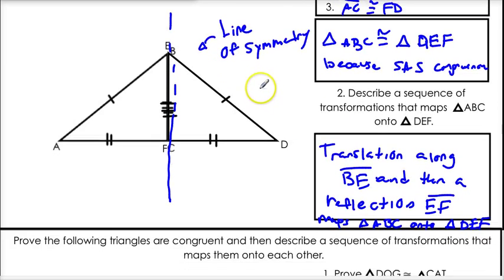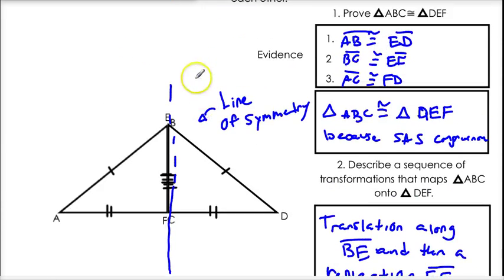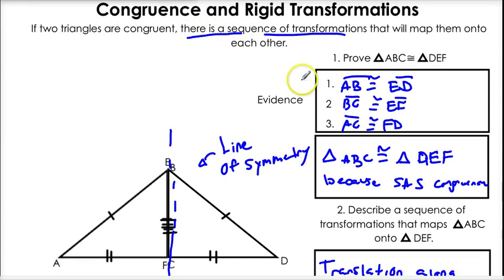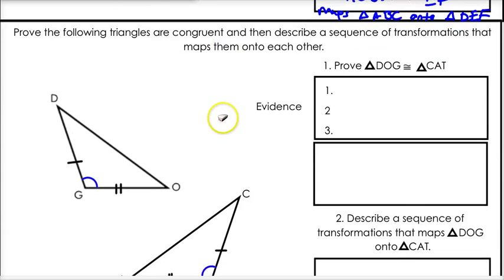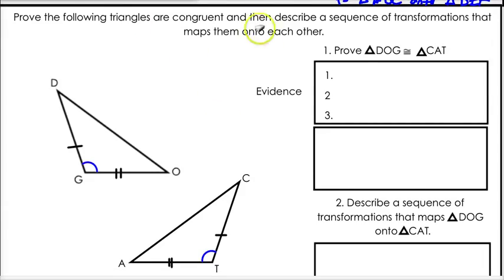All right? So if two triangles are congruent, then there is a series of rigid transformations that map them onto each other every time. If they are the same size, there should be a way to get them on top of each other. All right, let's try it one more time. Prove the following triangles are congruent, then describe a sequence of transformations that maps them onto each other. All right, we'll start with the proof. Now what I'd like you to do is do the proving part yourself. I'm going to pause the video and see if you can do it yourself. I'll put the answer in.